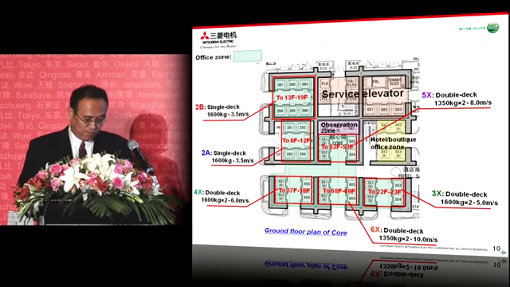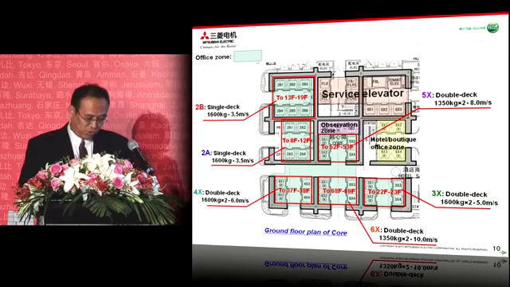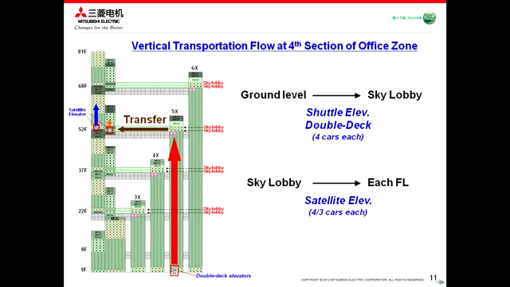This is the ground floor plan of the core. As you can see, 4 banks of double-deck elevators, which are the 3X lift to 6X double-deck lift, and the 2 banks of local elevators, 2A and 2B, are located here. As an example, I would like to show you the vertical transportation flow of the first section in the office zone. This vertical transportation flow is of course applied to other banks as well.